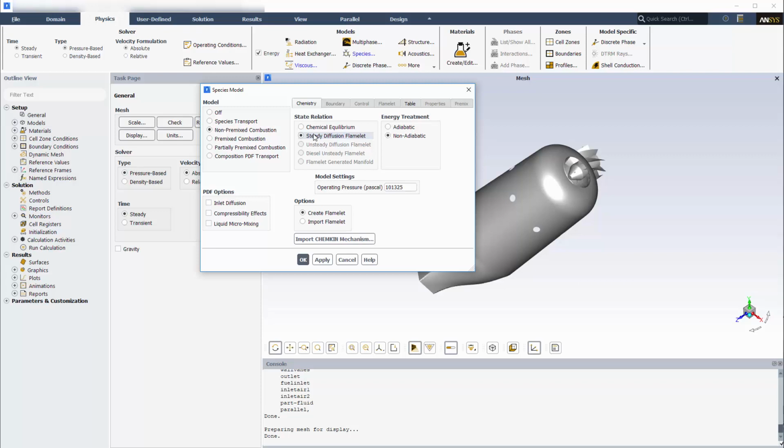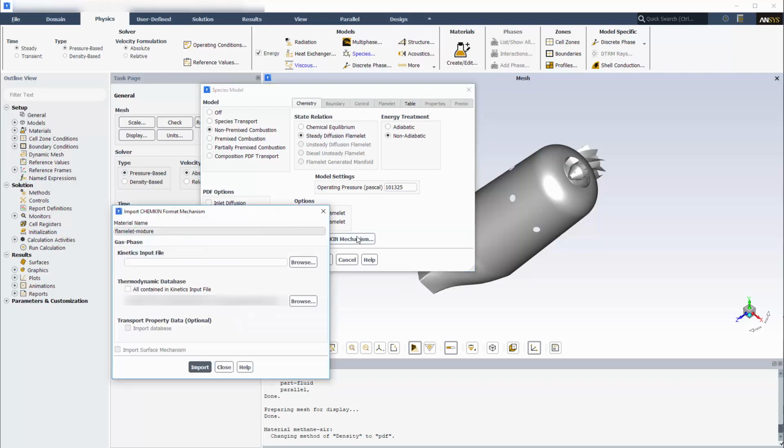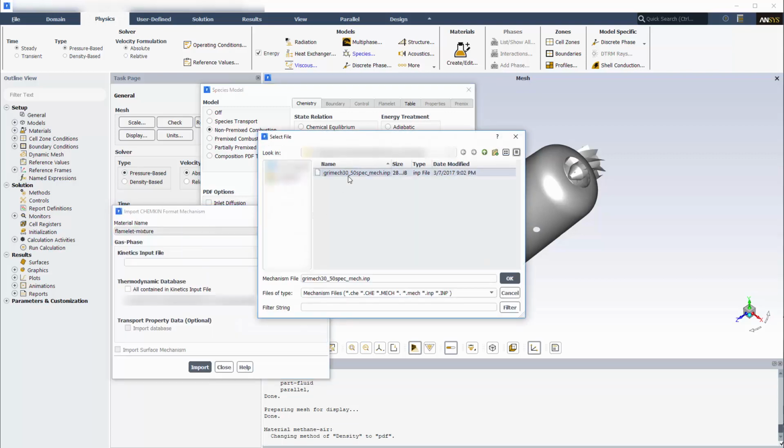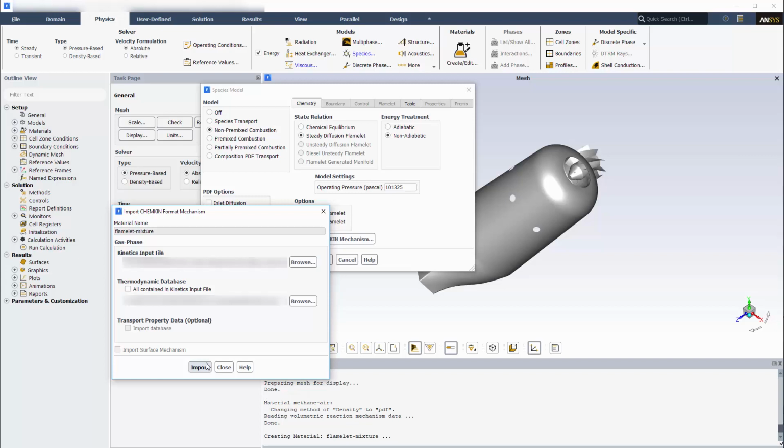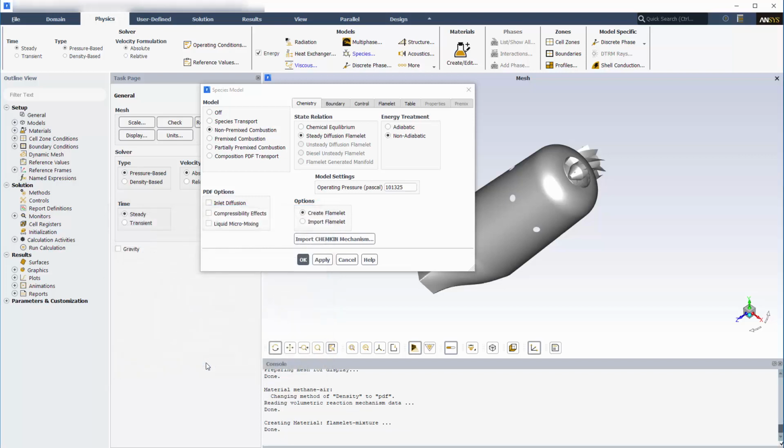I will create a flamelet, but first I must specify the kinetics of the combustion reaction with a ChemKin file. In this case, I will use a built-in reaction data file which describes the combustion of methane. When I import the kinetic data, options describing the fuel and oxidizer composition, as well as the flamelet and probability density function become available. It's best to go through these tabs from left to right.